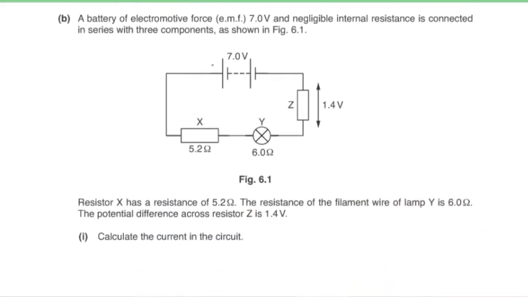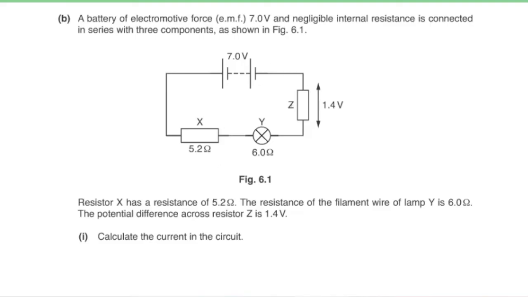Part B, a battery of electromotive force 7 volts and negligible internal resistance is connected in series with 3 components. Resistor X has a resistance of 5.2 ohms. The resistance of the filament wire of lamp Y is 6 ohms. The potential difference across resistor Z is 1.4 volts. Part 1, calculate the current in the circuit.